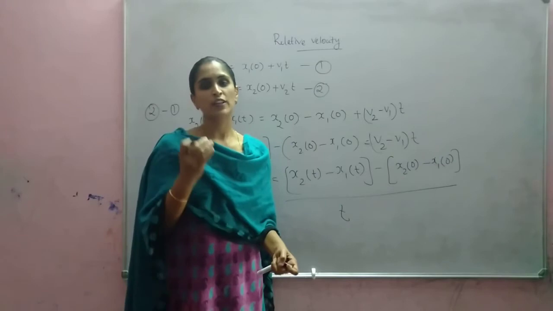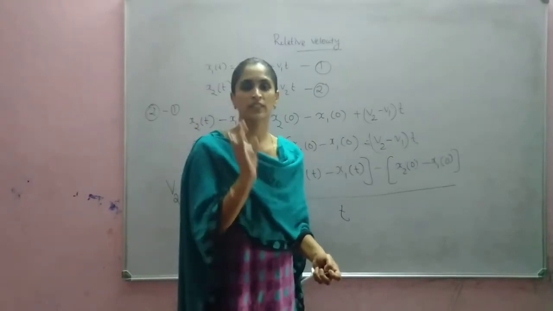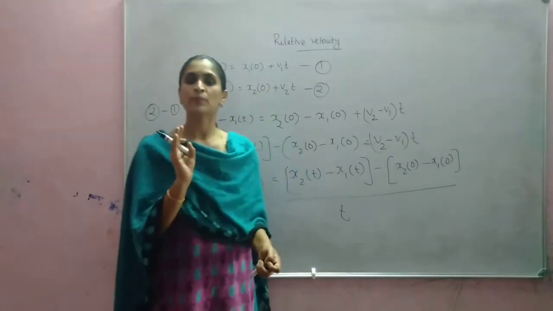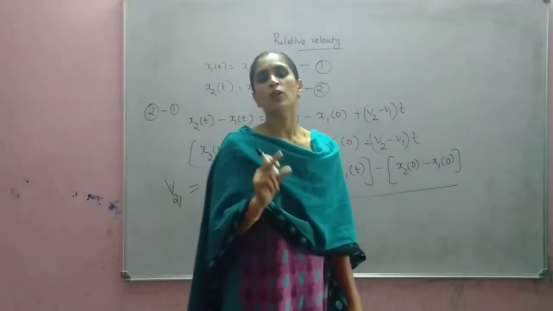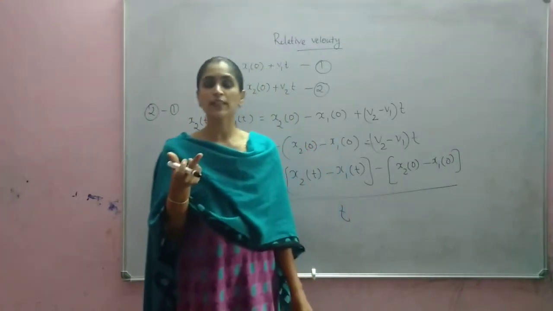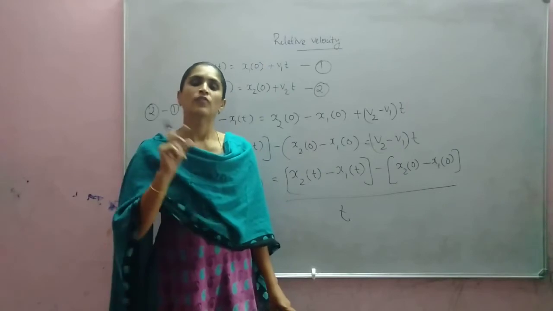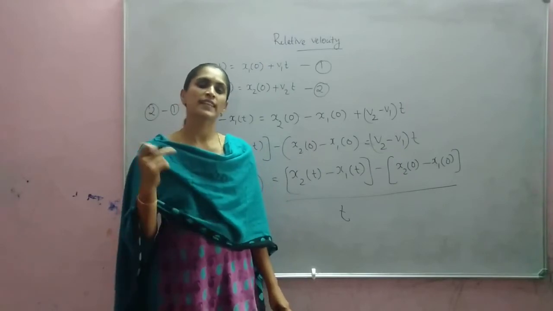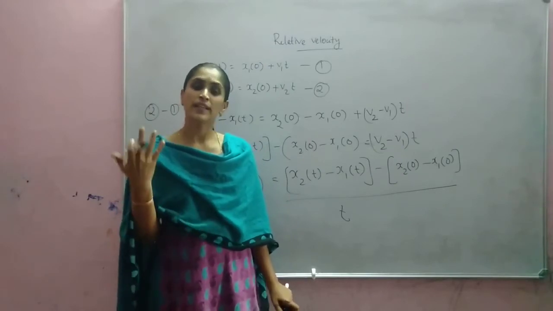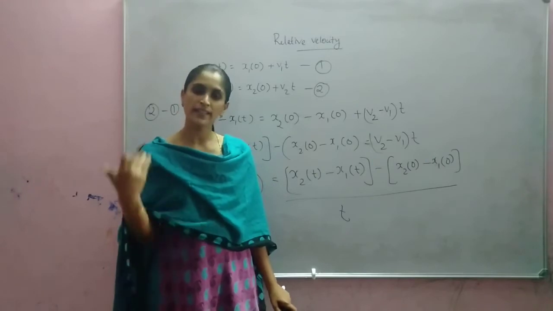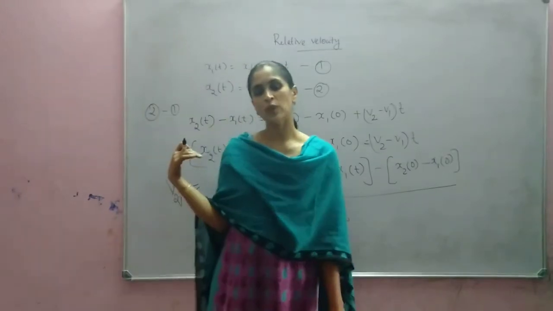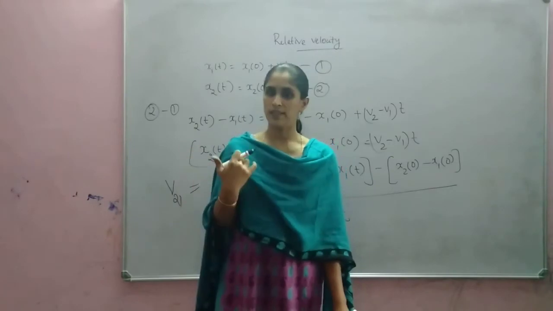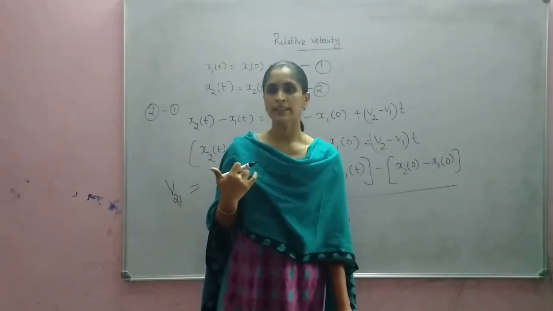Okay, the relative velocity of the second object with respect to the first object is the ratio of the difference in displacement of the second object and the first object, that is, displacement of the second object minus displacement of the first object divided by time. That is known as relative velocity. Okay, is it clear? Understood?